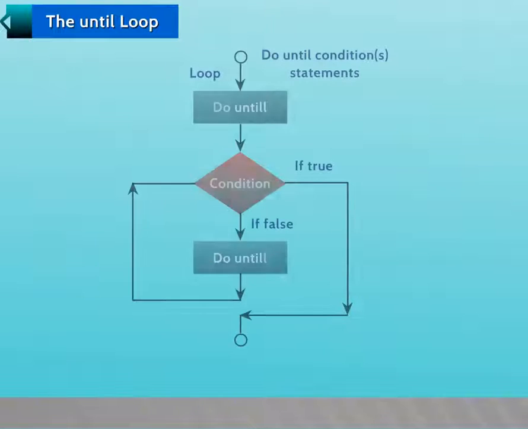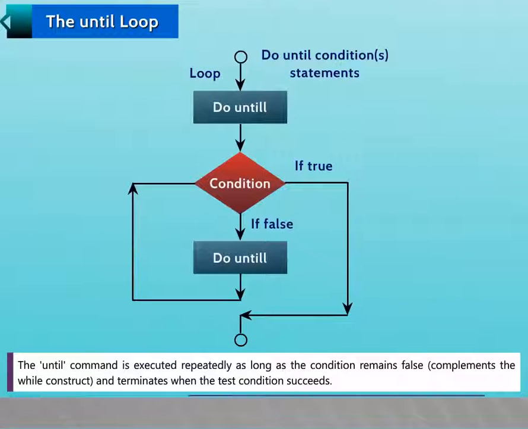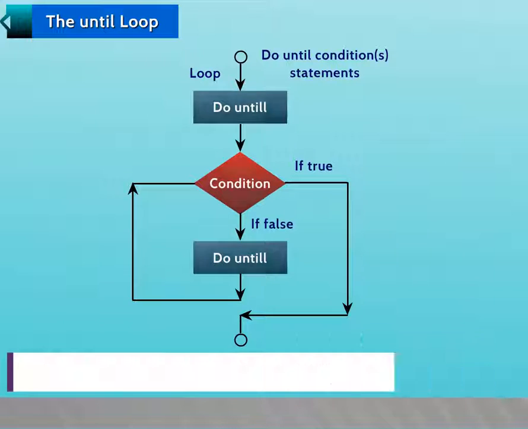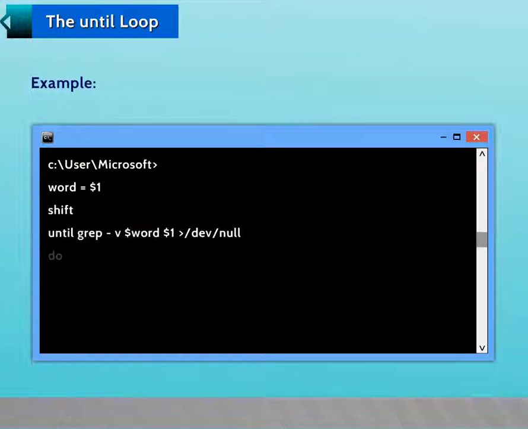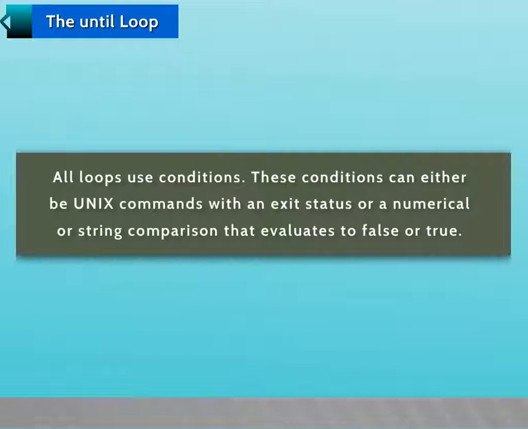The until loop. The until command is executed repeatedly as long as the condition remains false, that is, it complements the while construct, and terminates when the test condition succeeds. The general syntax of the until loop is as follows. Example: all loops use conditions. These conditions can either be Unix commands with an exit status or a numerical or string comparison that evaluates to false or true.